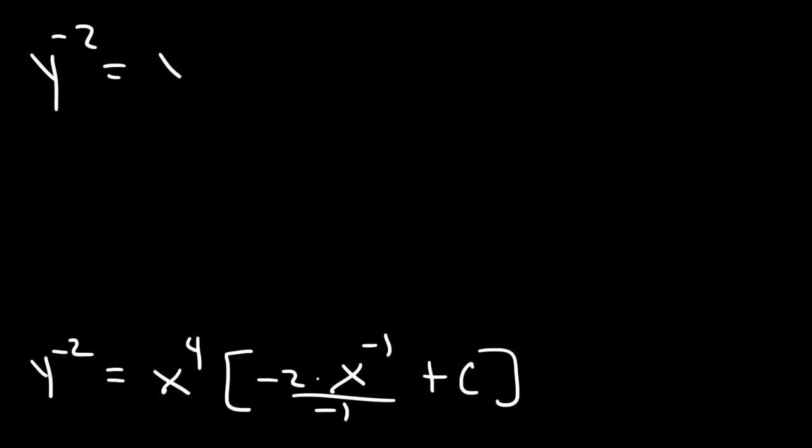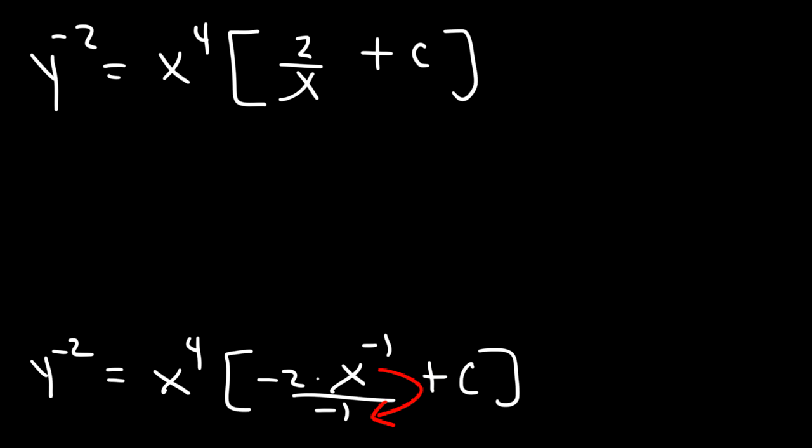So now we just got to clean this up. We just got to simplify the expression and get the answer. So we have negative 2 divided by negative 1, that's going to be positive 2. And x to the minus 1, we can bring that back to the bottom. So that's going to be 2 over x, and then plus c.